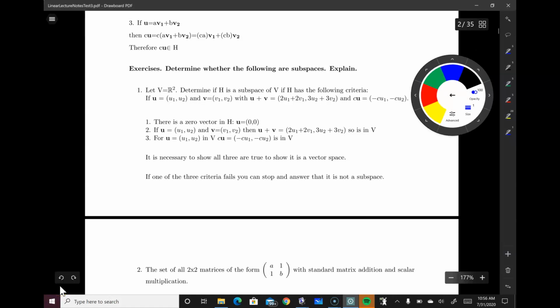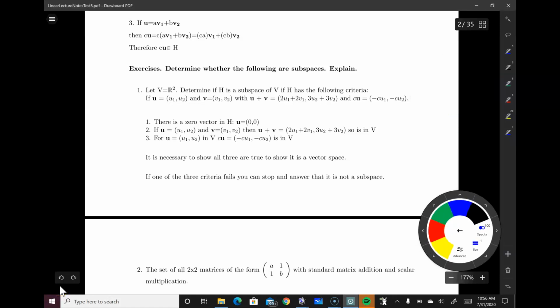All right, so let's dig into some examples of showing something is a subspace. And I've written some of the first one out here. So here I'm telling you that the main vector space is all of R2. And I want you to determine if H is a subspace, if H has these following criteria. So they're going to be weird. It's going to be different because it's not just going to be all of R2.